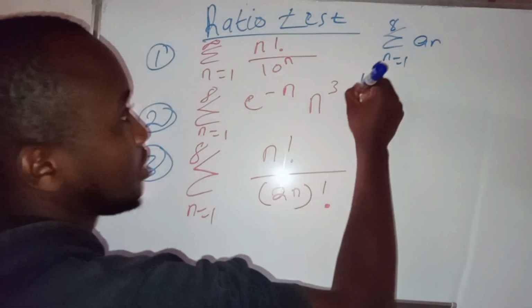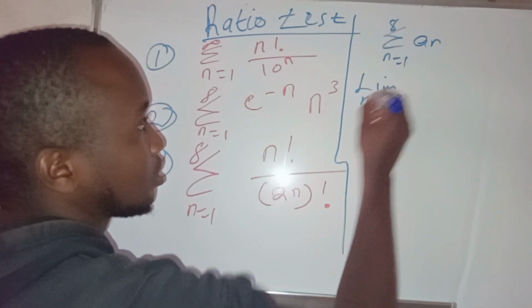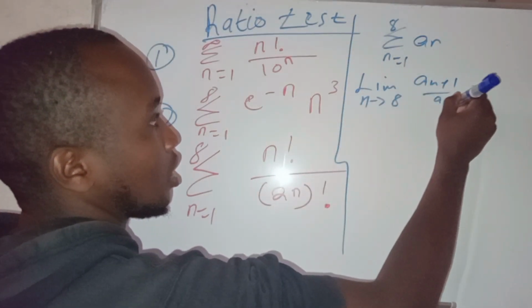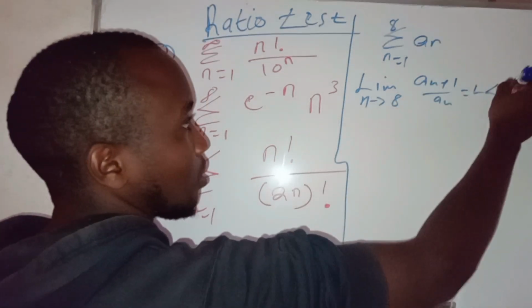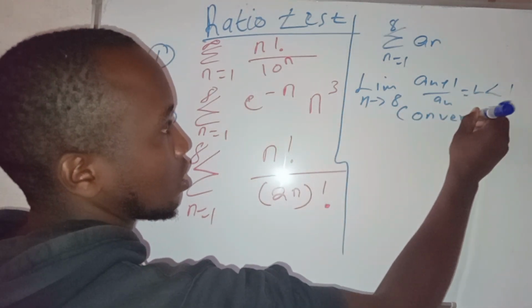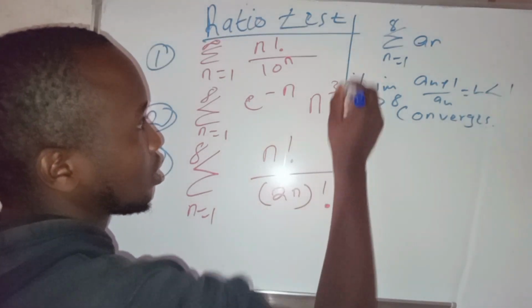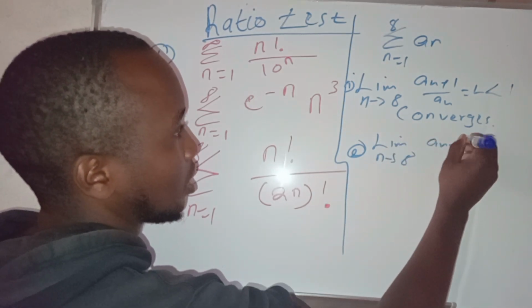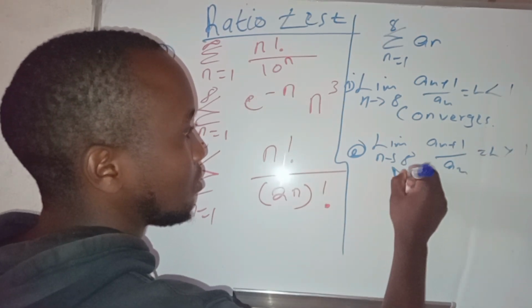If the limit as n approaches infinity of an plus 1 divided by an is L, then if your L is less than 1, automatically the series converges. And 2, if the limit as n approaches infinity of an plus 1 divided by an is L, and L is greater than 1, this diverges.